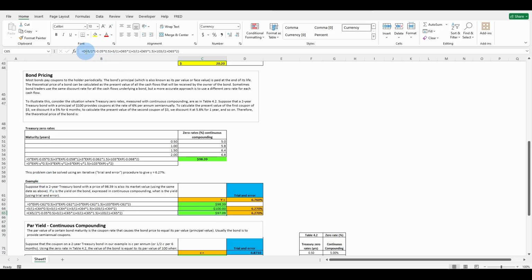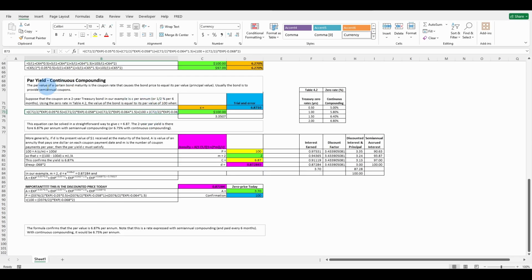You can't hard code all of this. There has to be something that's changing. So this must be D65 right here. This problem can be resolved. 6.76 equates to this discounted rate. Par is 6.27. And then this is the discounted rate at 100.